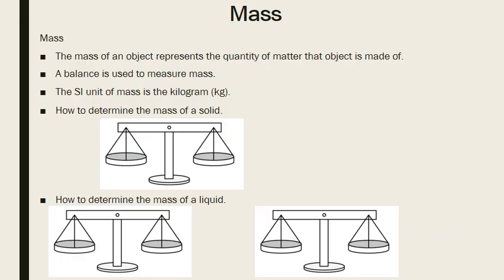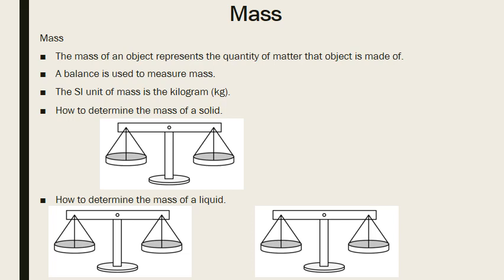We then looked at mass. We said the mass of an object represents the quantity of matter that object is made of. So for example, if something has a lot of matter, it will have a bigger mass. While if something doesn't have a lot of matter, it will have a smaller mass.